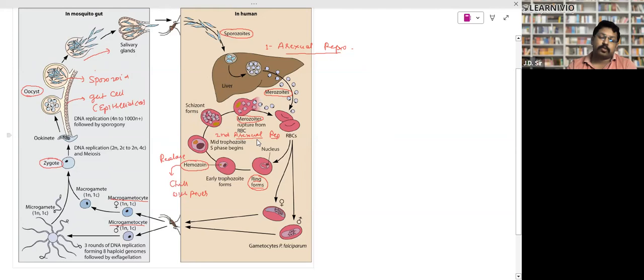So what you have to remember: the infectious stage is sporozoite. If you want, please note it down. Infectious stage is sporozoite, malaria. Second, the first asexual reproduction takes place in the liver. The second asexual reproduction takes place in the RBC.